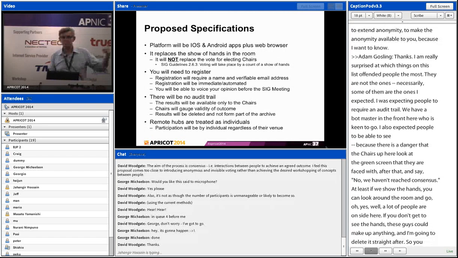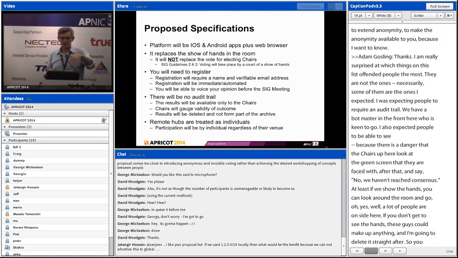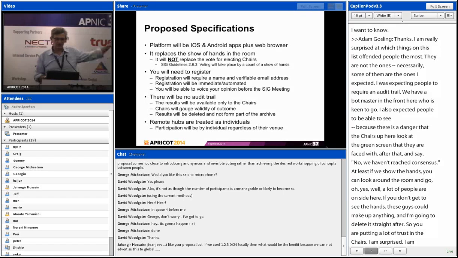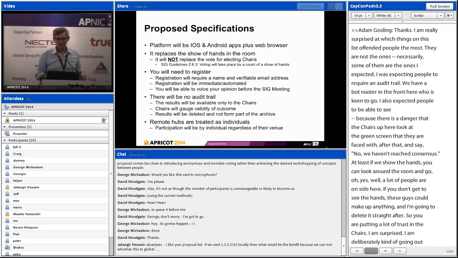So I'm surprised, and I'm deliberately going out on a limb here. I certainly think "voice your opinion before the SIG meeting" was one of them, but I was expecting the audit trail to be an issue.